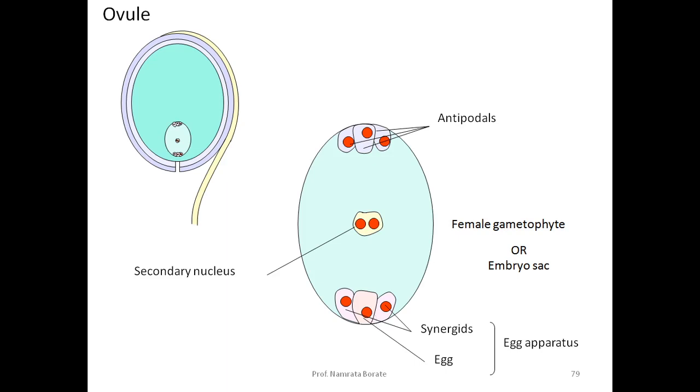Here we completed megasporogenesis. In megasporogenesis, we studied the structure of the ovule and the structure and development of the female gametophyte.